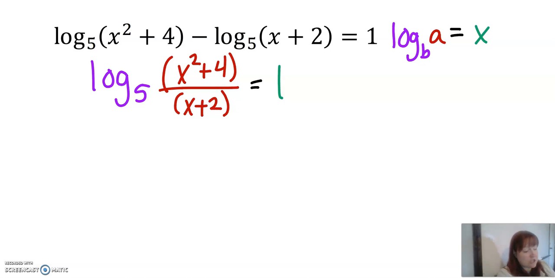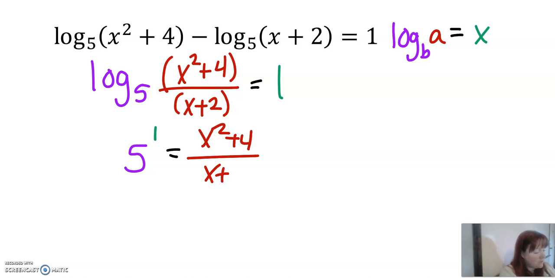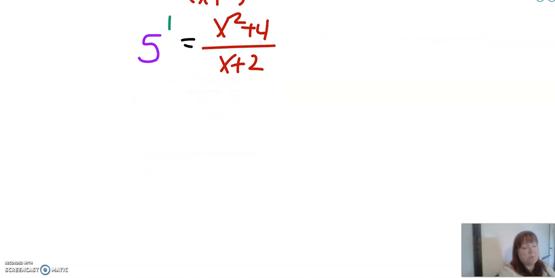Now we can just switch it around into exponential form, right? So we have base to the exponent equals the argument, which is x squared plus 4 over x plus 2. And now this is something we've been solving for a really long time. It may look a little bit more complicated, but it's not. So 5 equals this red mess.